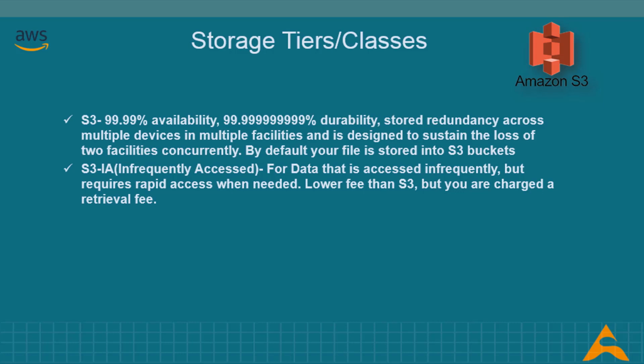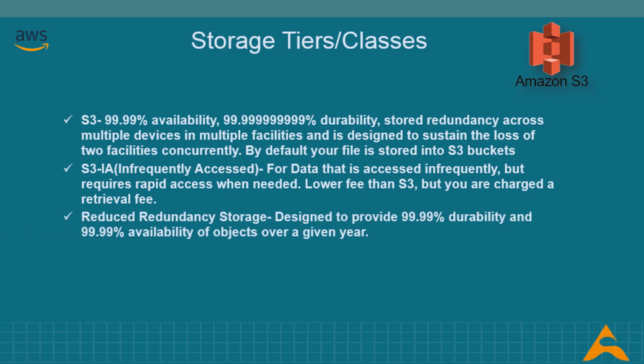Another option which is available is Reduced Redundancy Storage, designed to provide 99.99% durability and 99.99% availability of objects over a given year. The Reduced Redundancy Storage, RRS, storage class is designed for non-critical, reproducible data stored at lower levels of redundancy than the standard storage classes.